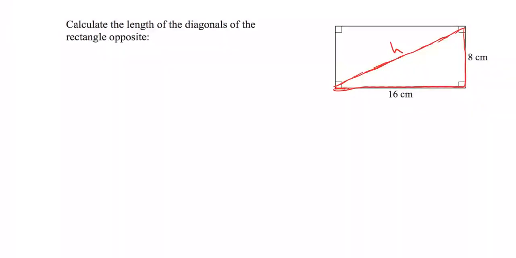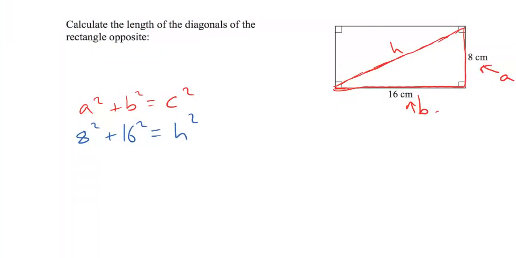So let's label it H. Let's label this A and B, because they're the sides that touch the right angle. And again, let's write out A squared plus B squared equals C squared. There's Pythagoras. So substituting in again, we can say that 8 squared plus 16 squared is equal to H squared. Now, 8 squared is 64. 16 squared is 256. So now we can add those two together. We're going to have 320 is equal to H squared.